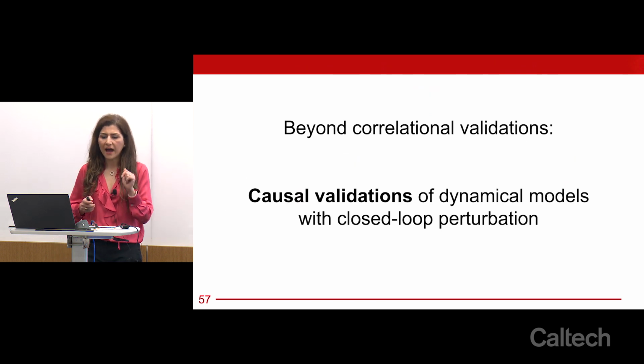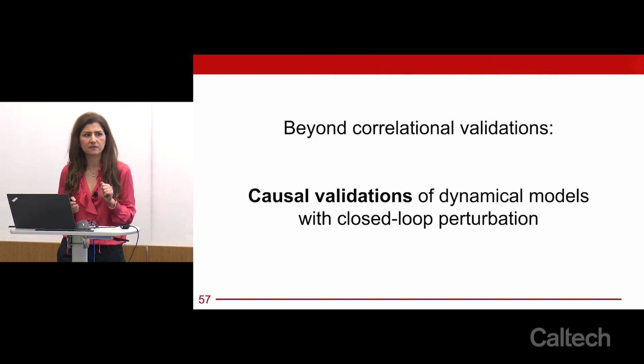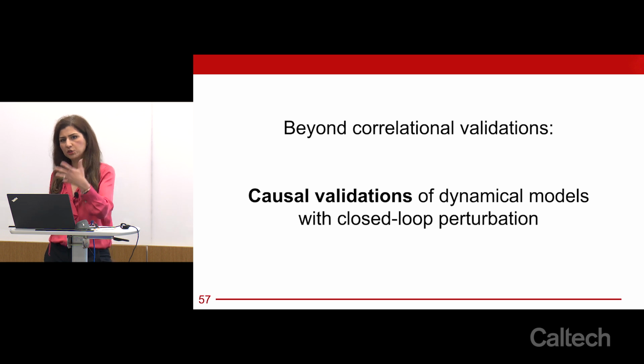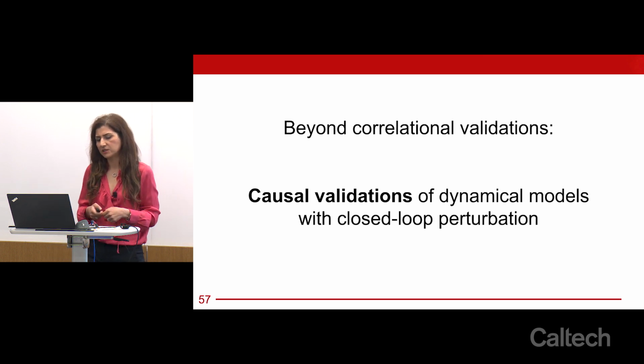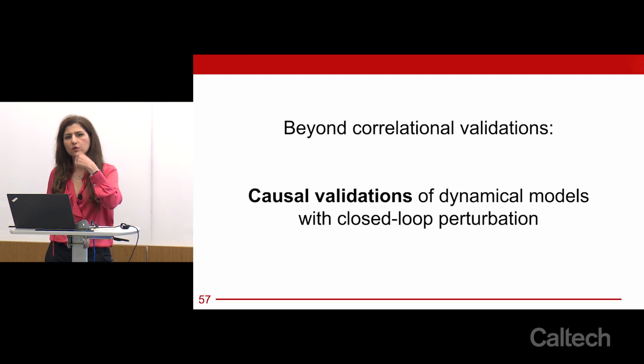But can we actually also causally validate them by applying a closed-loop perturbation, using the model to predict its effect on neurobehavioral data causally, and then use that as a validation approach? How can we build these closed-loop perturbation systems that are model-based?